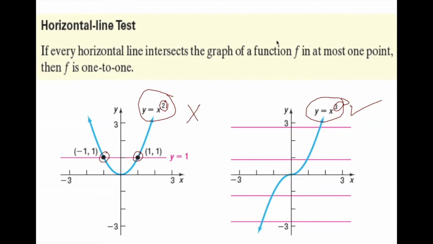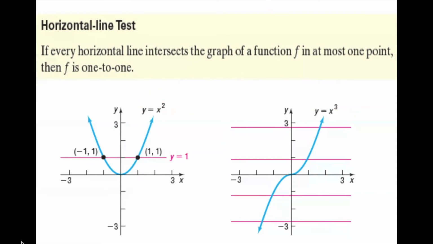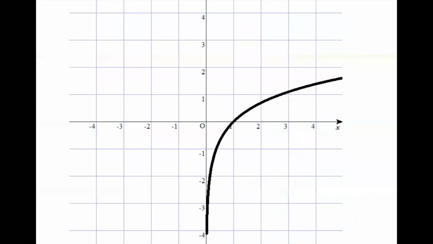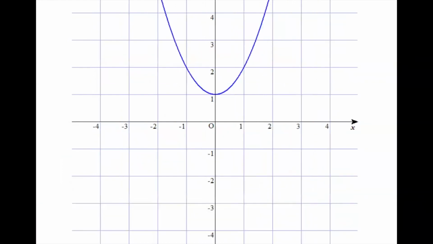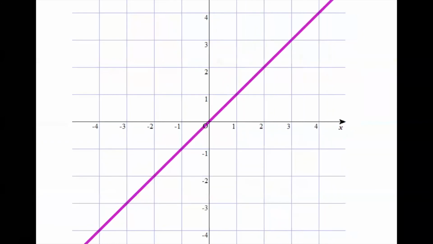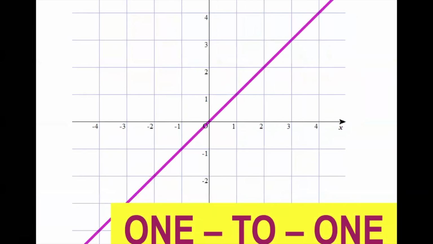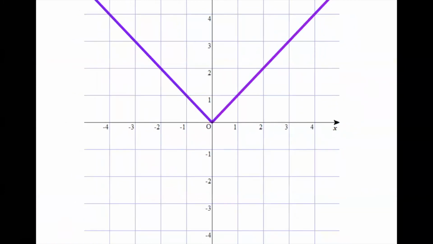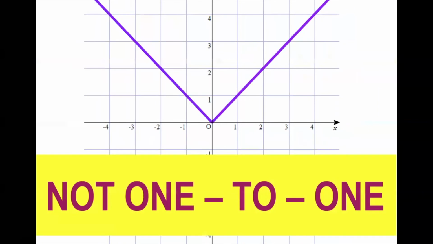Okay, let's try. This time using the horizontal line test, is this one-to-one or not? One-to-one. How about this one? Parabola, not one-to-one. This one, one-to-one. Absolute value graph, a V shape, not one-to-one.